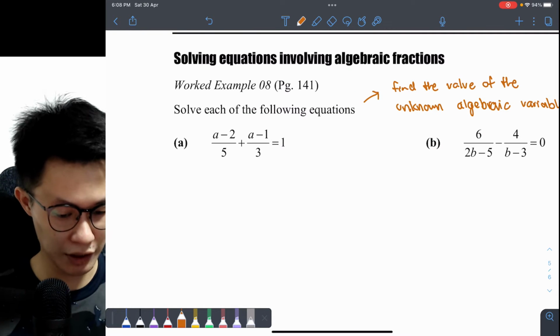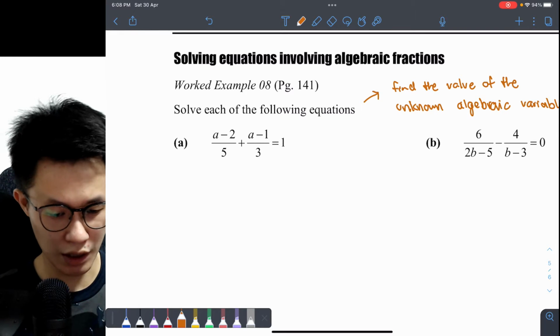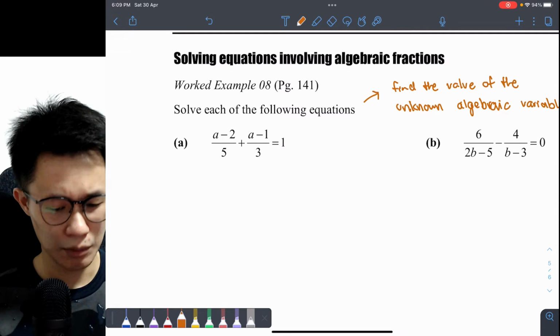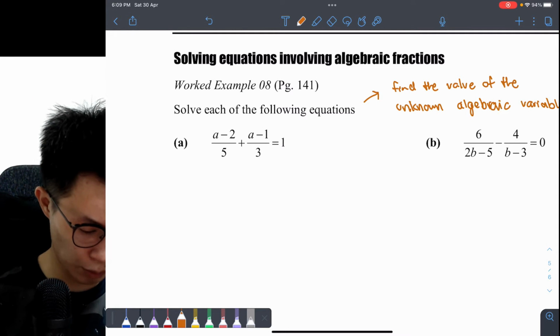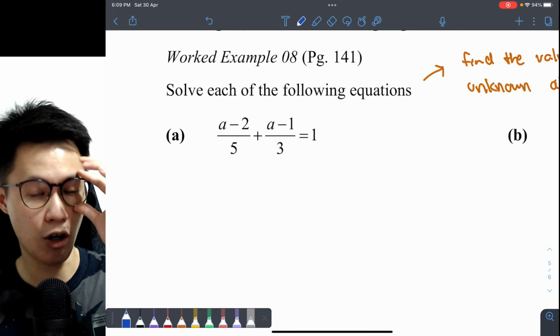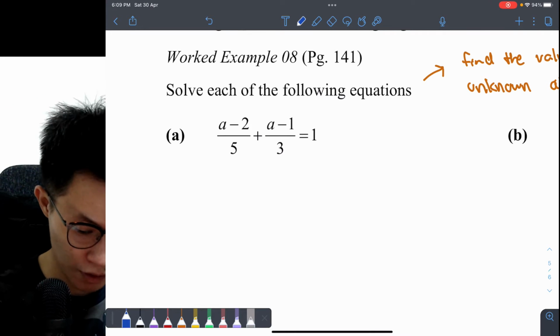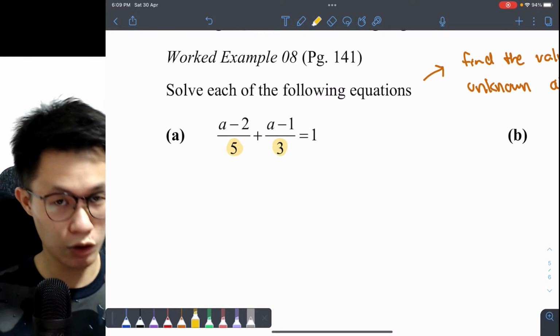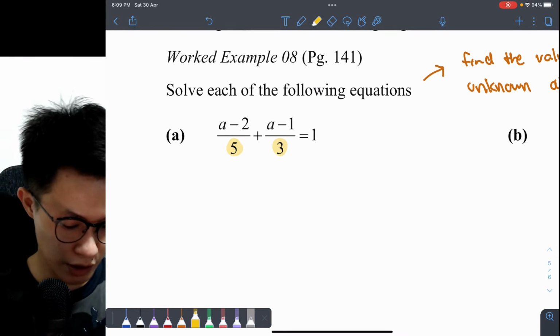So the first step right here, we have a minus 2 divided by 5 plus a minus 1 over 3 equals 1. And if you try to bring it over and everything, there are many ways to do this. But one of your first few steps you can do is as simple as combining the fractions first. In this case, my denominators are 5 and 3, so the lowest common multiple is 15.